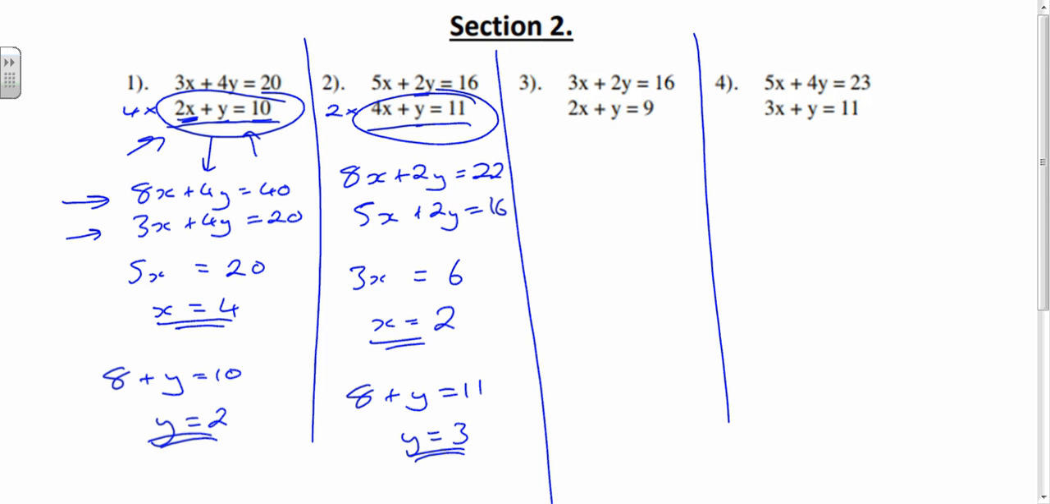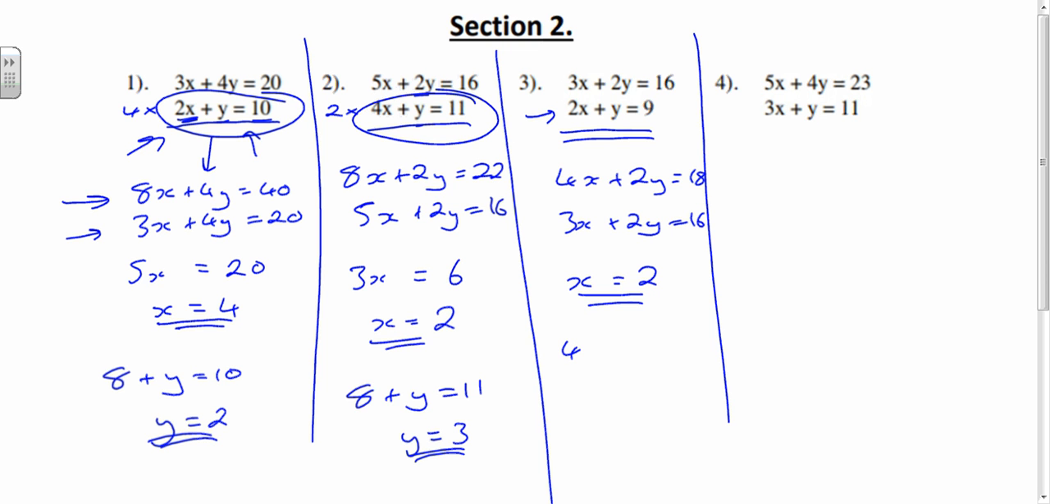Next question, I'm going to double this one to make 2y, so that's going to be 4x plus 2y equals 18. Got the one above it, so 3x plus 2y equals 16. Do the bigger one, take away the smaller one, so 4x take away 3x is just 1x. The y's disappear. 18 take away 16 is 2. So x equals 2. You're then going to substitute that into either one. I'm going to go for the smaller one. So 2 lots of 2 is 4. So 4 plus y equals 9. Take away the 4, y equals 5.